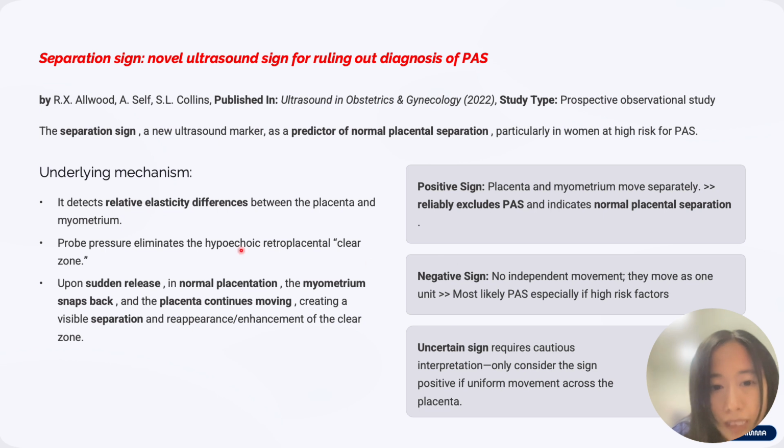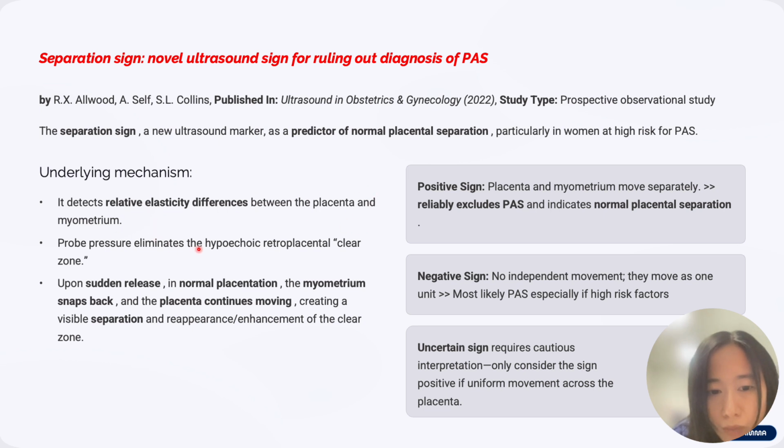So this is a new thing called a separation sign. It's a novel ultrasound sign for ruling out PAS. It was published recently in 2022. So what is this? Essentially, it relies on the elasticity difference between the placenta or the endometrium and the myometrium.